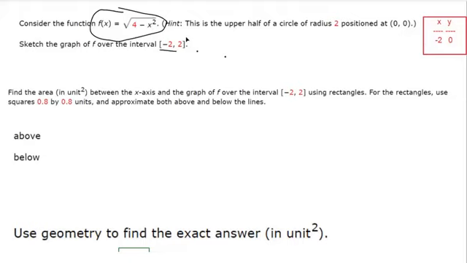Let's plug in the right endpoint. Let's plug in x equals 2. 4 minus 2 squared is going to do the same thing. It's going to give us 0. Then let's also try plugging in x equals 0, because that's halfway between those two. If you plug that in and simplify, you're going to get y equals 2.